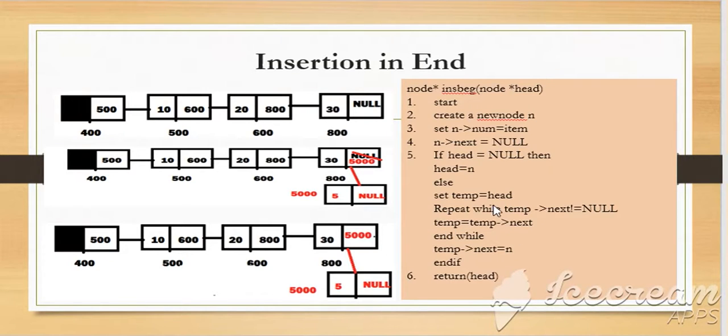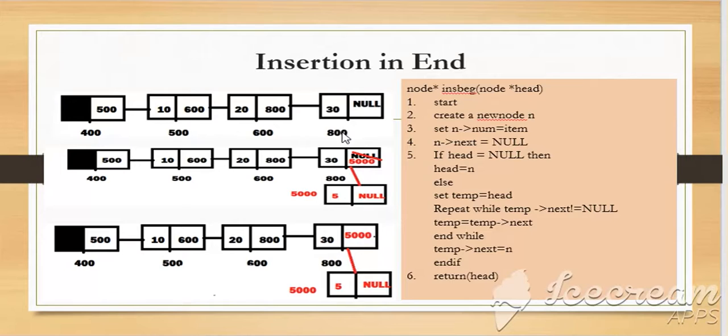And again in the while loop, the condition will be evaluated as if 600 dot next not equal to null. The condition is again true, 600 dot next is 800 and it is not a null value, so the condition is true, and inside the loop temp is made to move to the next node, so temp becomes 800.